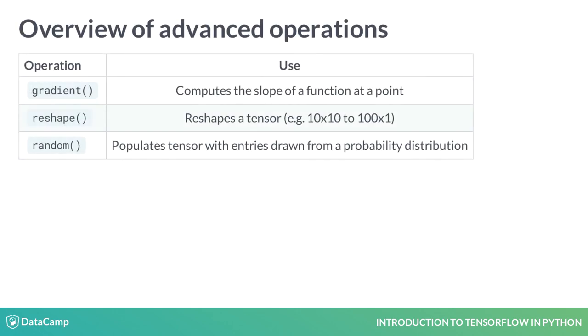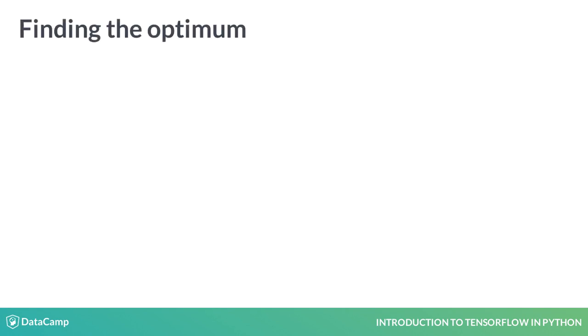The gradient operation, which we'll use in conjunction with gradient tape, computes the slope of a function at a point. The reshape operation changes the shape of a tensor, and the random module generates a tensor out of randomly drawn values. In many machine learning problems, you will need to find an optimum, that is a minimum or a maximum.